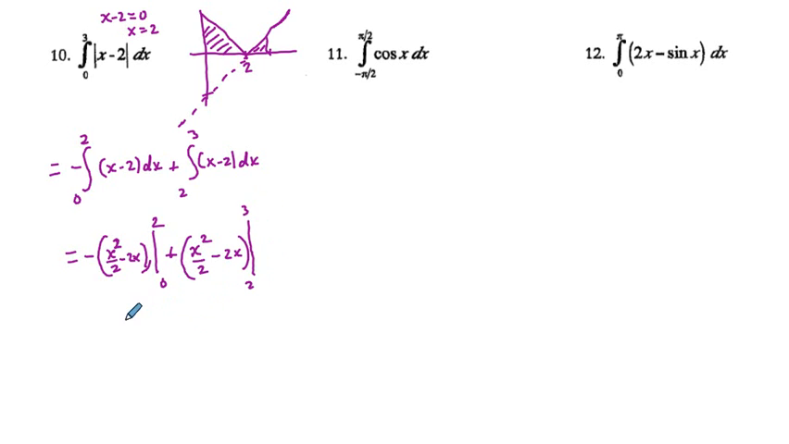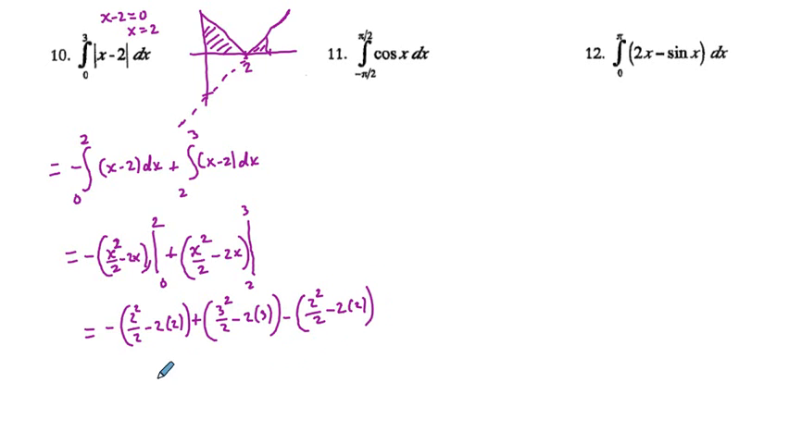And so now it's a matter of plugging in. In the first, plugging in 2, we're going to have negative, 2 squared over 2 minus 2 times 2, and we're going to add this next piece, which is 3 squared over 2 minus 2 times 3, and now we're going to plug in 2 and subtract out 2 squared over 2 minus 2 times 2. And it's just a matter of simplification from here on out.